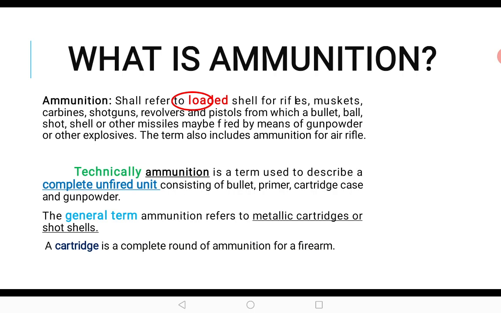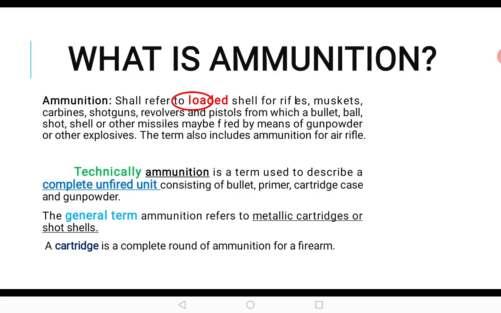Okay, now let's talk about ammunition. Legally, ammunition is referred to as loaded shell for rifles, muskets, carbines, shotguns, revolvers, and pistols from which a bullet, a ball, a shot, a shell, or other missiles may be fired by means of gunpowder or other explosive. This term also includes ammunition for air rifle.